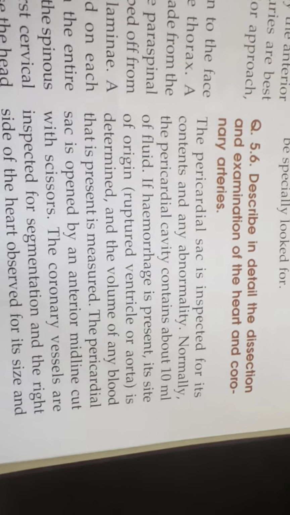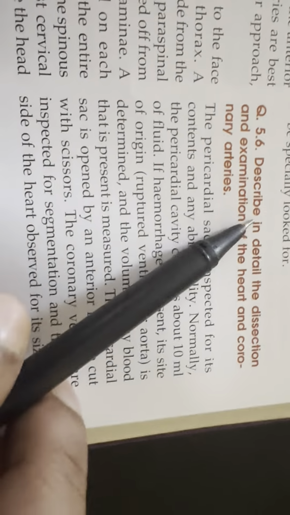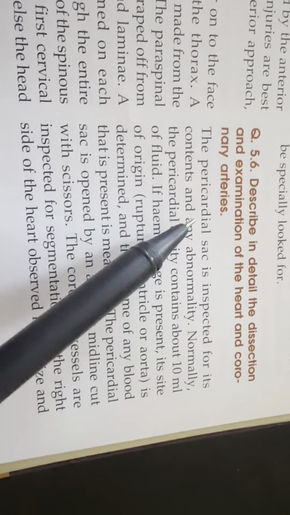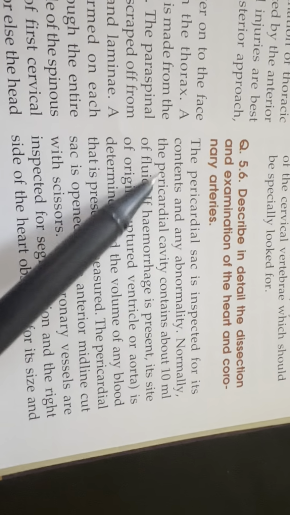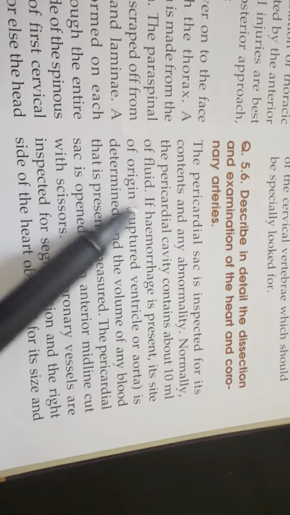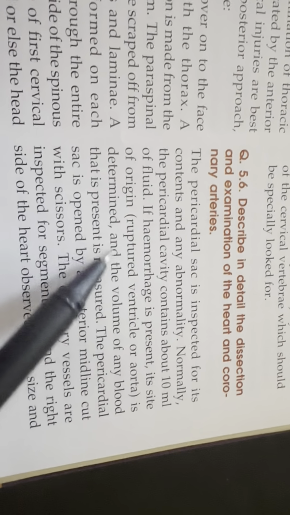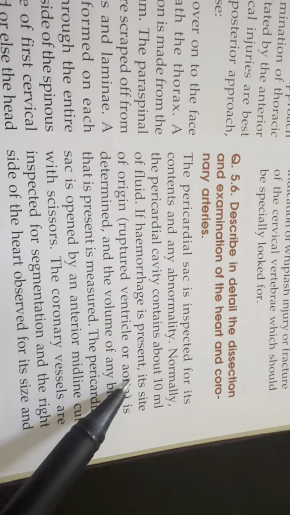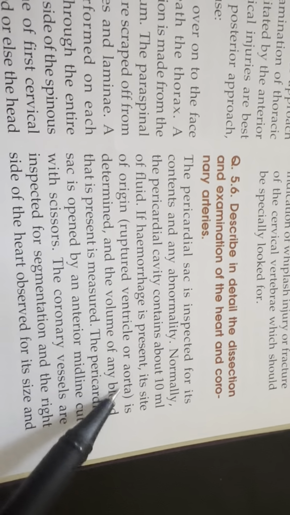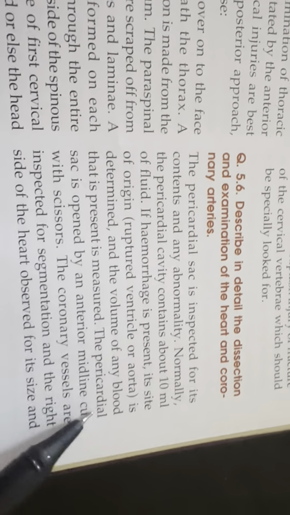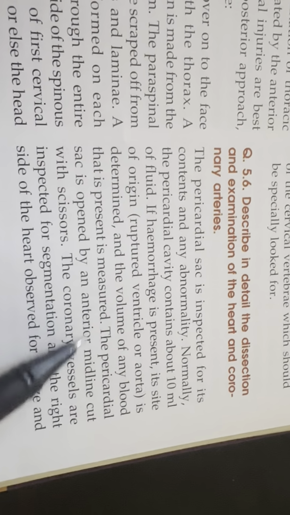The dissection in detail and examination of heart and coronary arteries. Pericardial sac is inspected for its content and any abnormality. Normally, the pericardial cavity contains 10 ml of fluid. If hemorrhage is suspected, its site of origin, ruptured ventricle or aorta, is determined, and the volume of any blood that is present is measured.